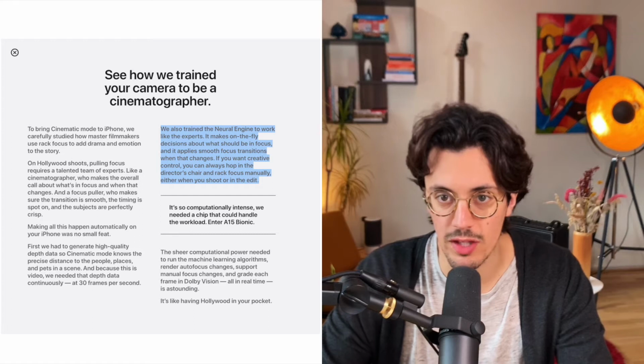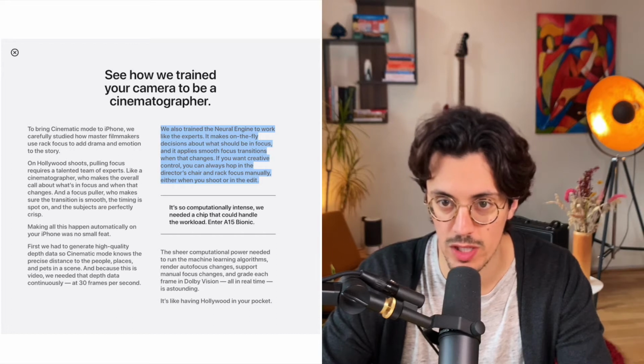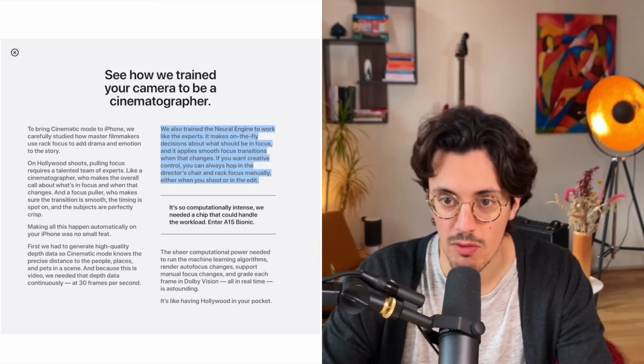We also trained the neural engine to work like the experts. It makes on-the-fly decisions about what should be in focus, and it applies smooth focus transition when it changes. If you want creative control, you can always hop in the director's chair and rack focus manually, either when you shoot or in the edit.